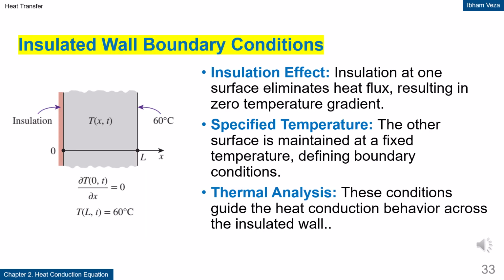Insulated wall boundary conditions. At an insulated surface, the heat flux is zero. This means that the temperature gradient at that surface is also zero. The other surface usually has a specified temperature or heat flux. This condition is often used to model walls with thick insulation layers. This approach simplifies the analysis because one side does not transfer heat.